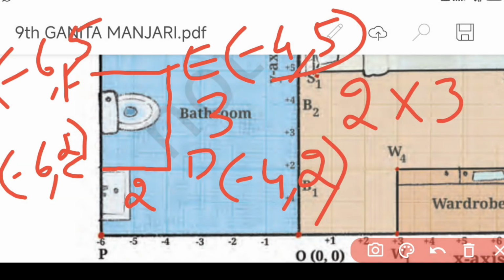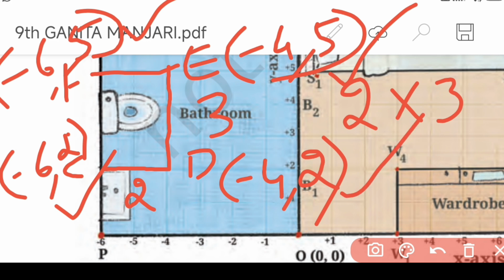So if you observe, if you see the video from the beginning, you can easily write the coordinates of any point. So who did not listen from the beginning, please go and watch from the beginning.